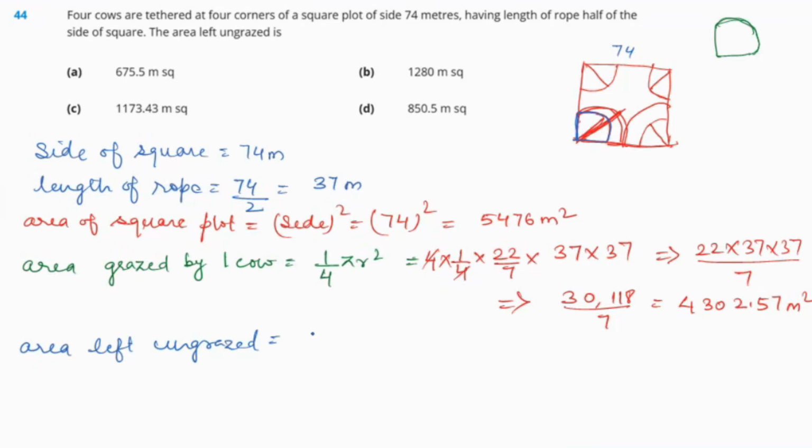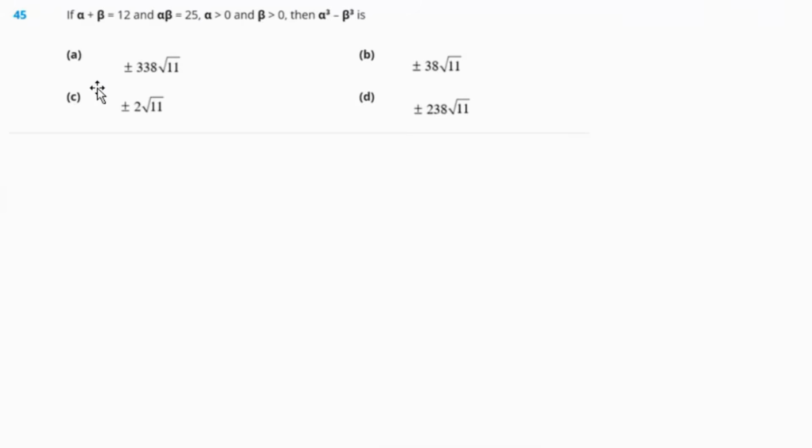Now the area which remains ungrazed is the area of the entire square minus the area grazed by the cows. When we subtract, we get 1,173.43 square meters. So option C is the correct answer.